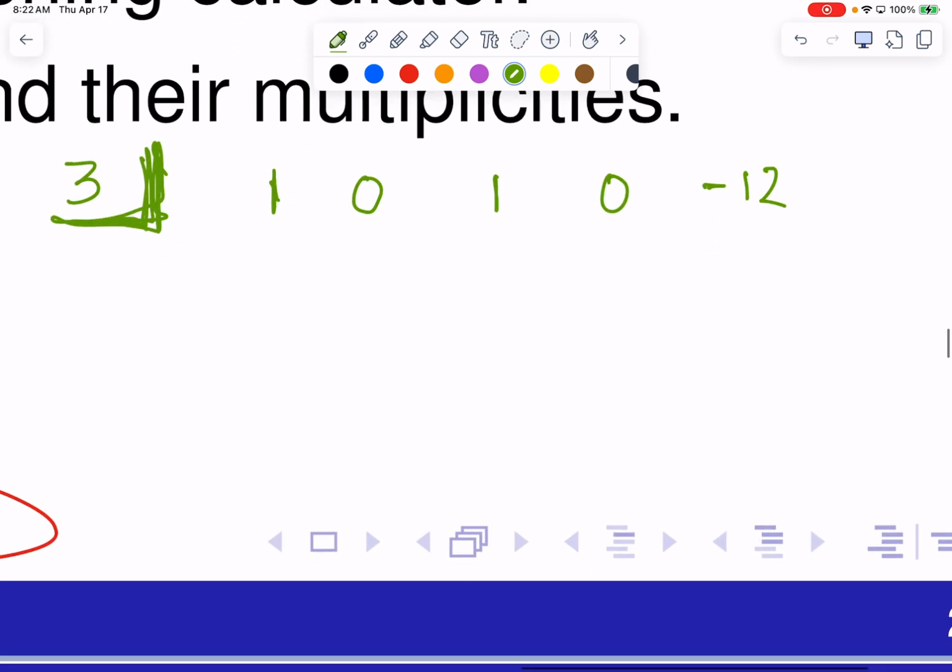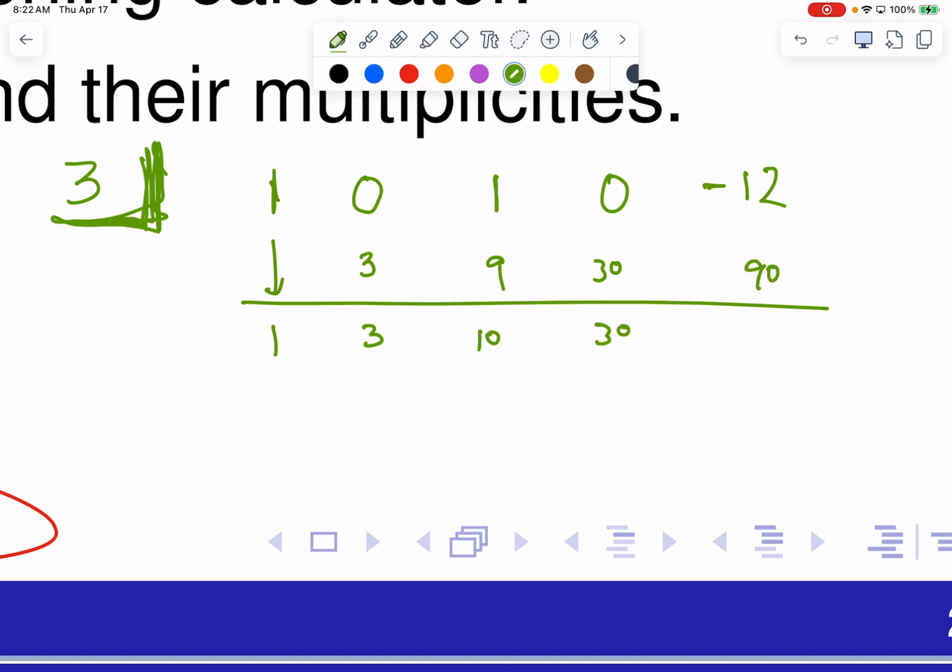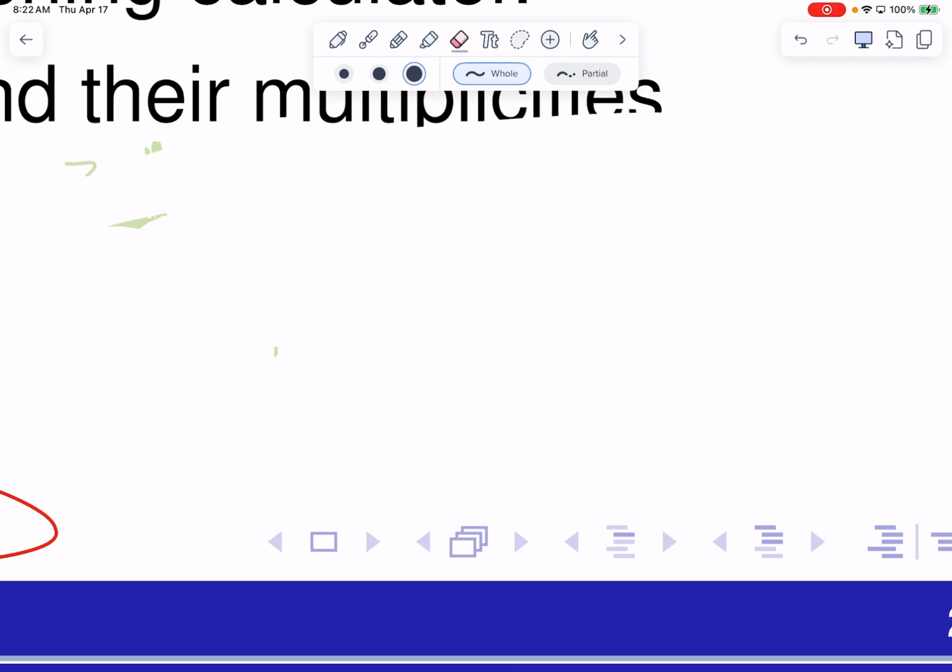Hold on, it might still work. Let's see, because the zeros are in a place where it might still work. Let's go 1. We get a 3. We get a 3. That gives us a 9. That gives us a 10. That gives us a 30. That gives us a 30. That gives us a 90. Guess what, guys? Those zeros matter. All right. 1 doesn't work. Negative 1 doesn't either.